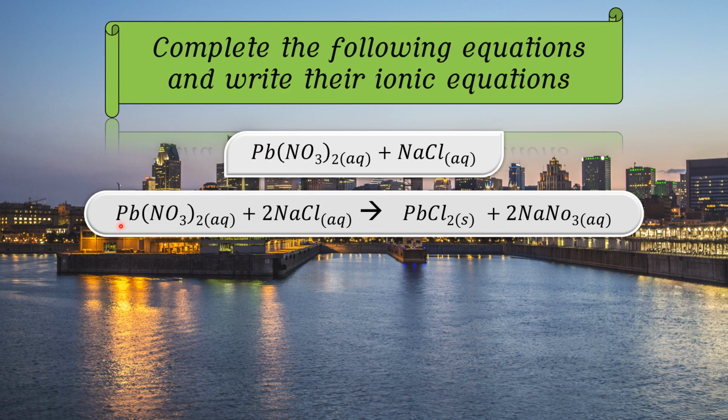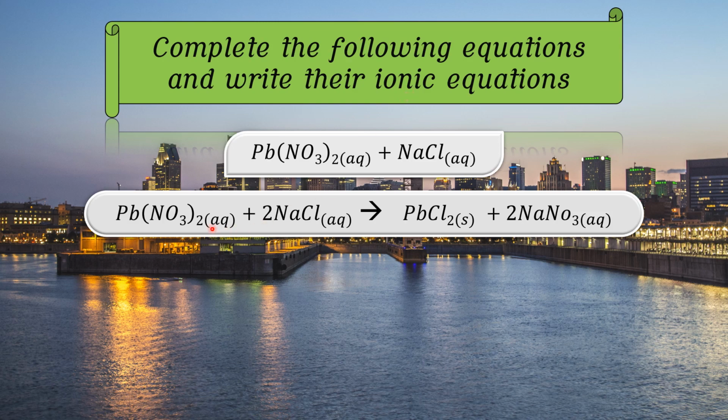So our complete equation is going to be lead 2 nitrate plus sodium chloride. We shall get lead 2 chloride, which is a precipitate, and sodium nitrate. This is our complete equation. After writing the complete equation, then you do the balancing. You balance so that the left-hand side is equal to the right-hand side. When you have finished that one, then we go to the second part to write the ionic equation.